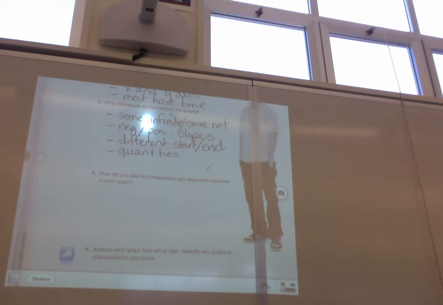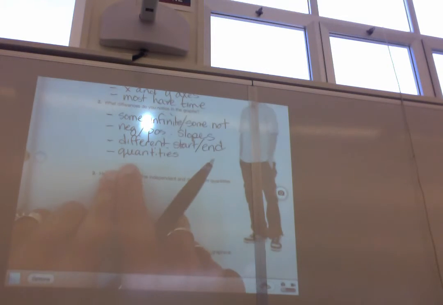Chris looks like he has something on his paper that he's looking at, or is that just avoiding eye contact with me? You don't have any other differences? Okay. Any last ones? I got room for one more.